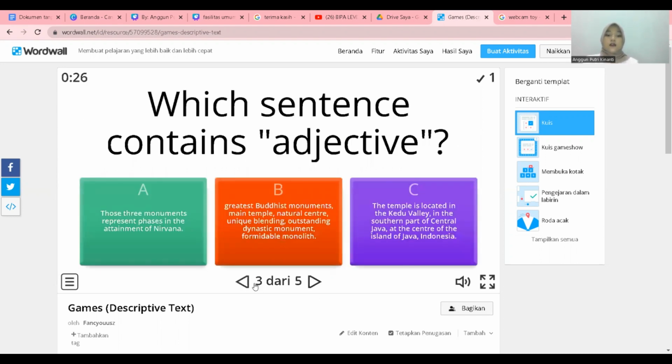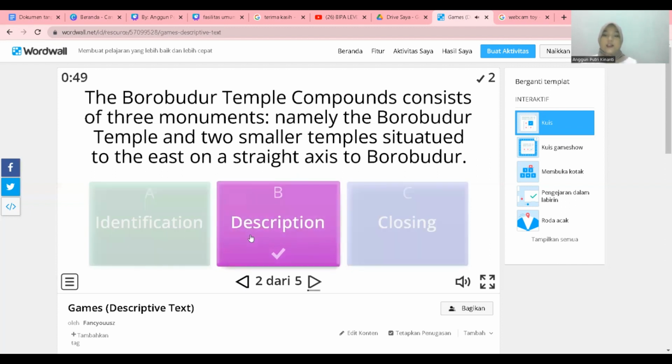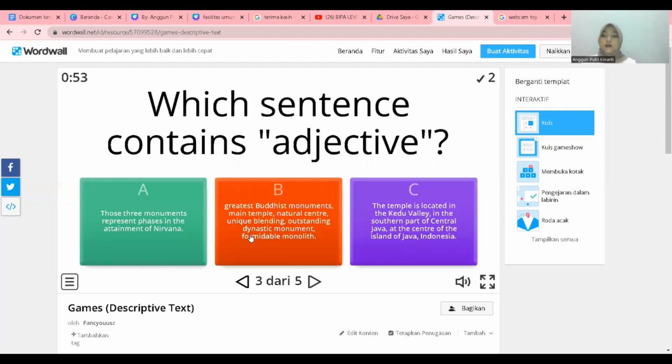Next: the Borobudur Temple compounds consist of three monuments, namely the Borobudur Temple and two smaller temples situated to the east on a straight axis to Borobudur. And then the answer is identification, description, or sequencing? Description, because this describes Borobudur temple.